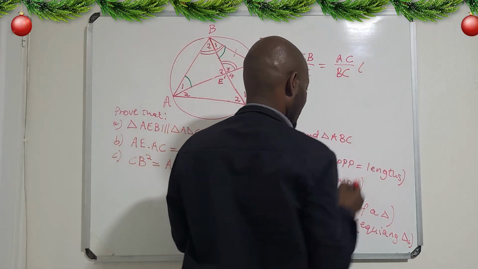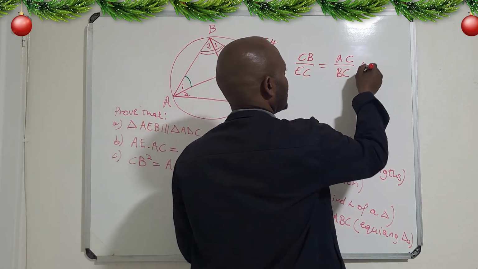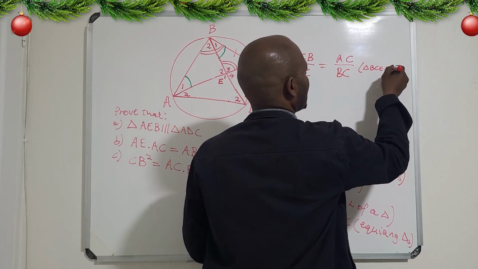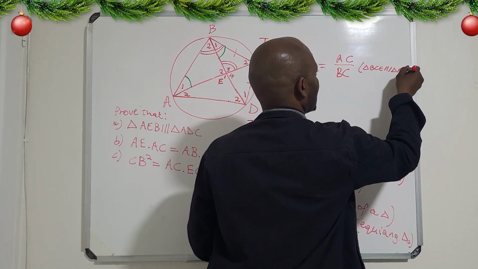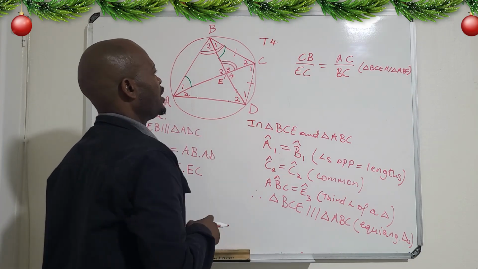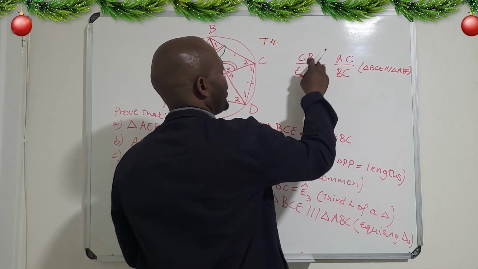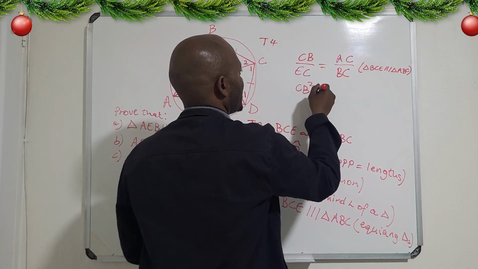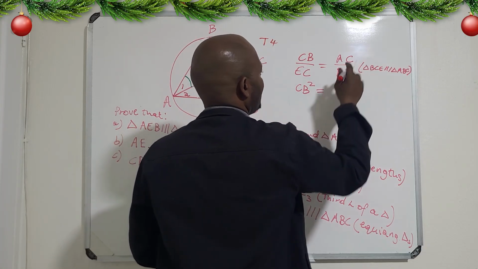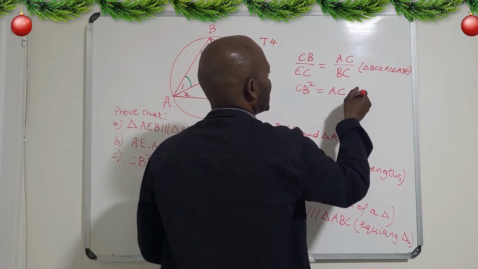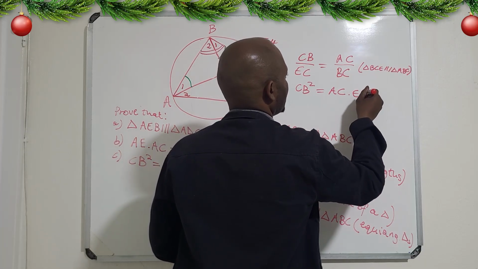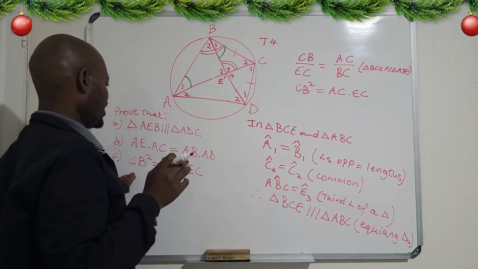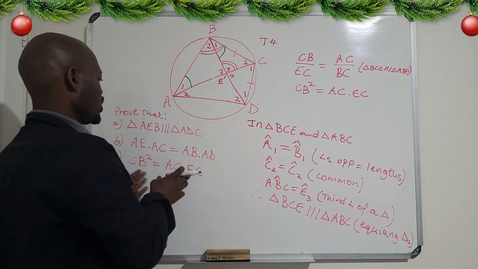Why is that? We know that triangle BCE is similar to triangle ABC. That's the reason why. Now, this multiplied by that, CB is the same as BC. Therefore, CB squared is equal to this multiplied by that, which is AC dot EC. So in most cases, when they say prove this, you must look at which sides are on which triangles.